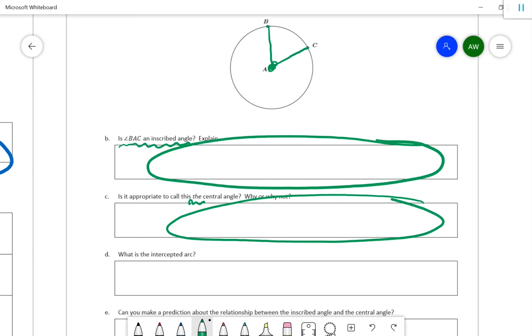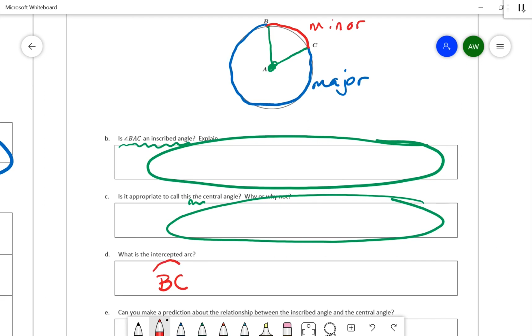Let's move on. So part D says, what is the intercepted arc? Now we can remember that an intercepted arc is the arc that's formed in between the 2 points on the outside of the circle, right? So if we're looking at this angle, we really have 2 intercepted arcs, right? We have this small arc, which we know is the minor arc. And then we have this larger arc, which is the major arc. Now, the way we write arcs is using this notation, BC with a little arc over top of it.